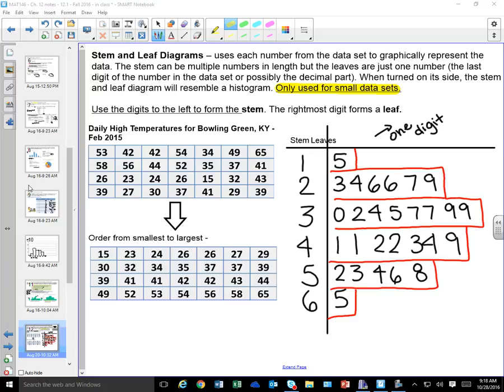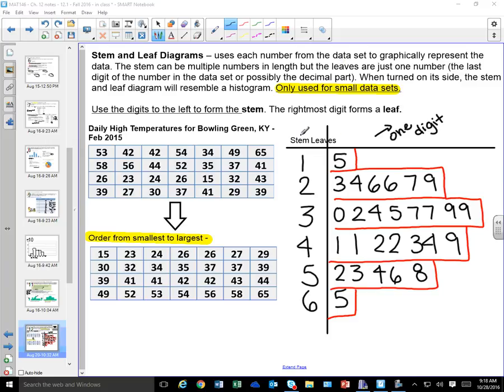Okay, so the example here that we're doing is daily high temperatures for Bowling Green. These were from February 2015. And so this is my data here. This was actually by day, so this was like February 1st, February 2nd, 3rd, 4th. The first thing I did is order from smallest to largest, and that's just going to make your life easier when you're doing this stem and leaf plot, okay? So order from smallest to largest. So you see we go from 15 to 65.